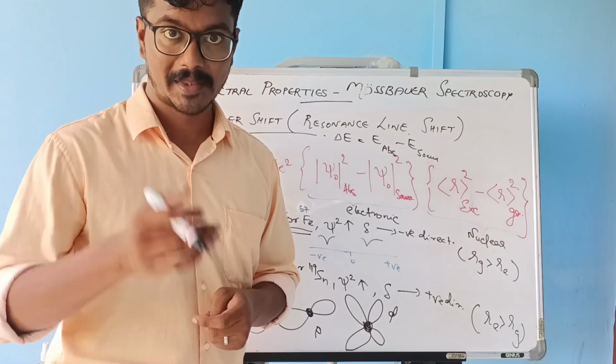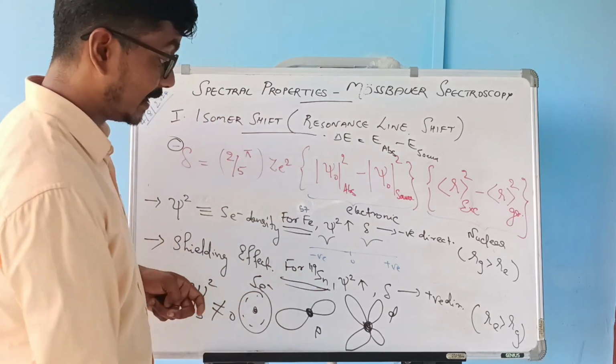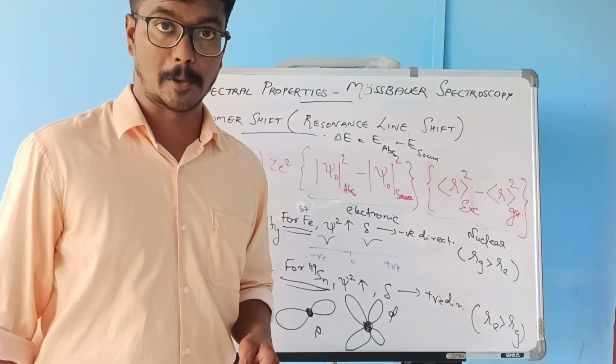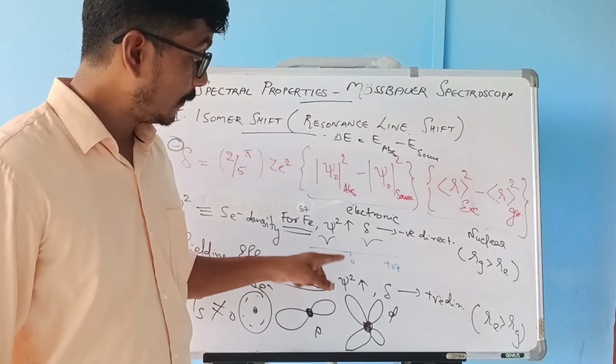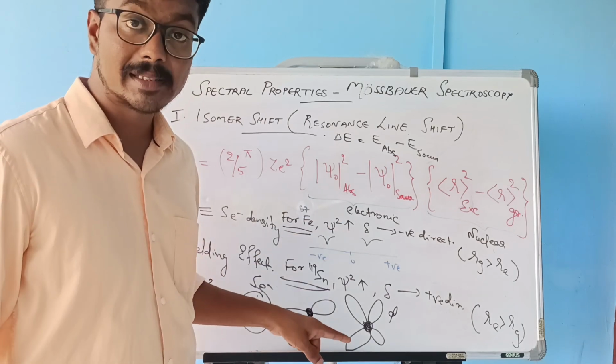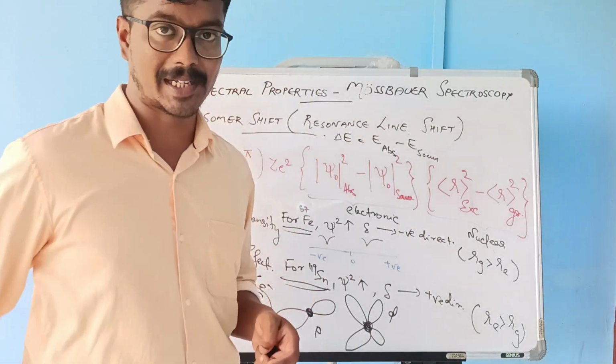In reverse of that, in the case of the tin 119 isotope, in the case of the tin 119 Mössbauer active nucleus, if the psi square value is higher, the delta value shifts more towards the positive direction.